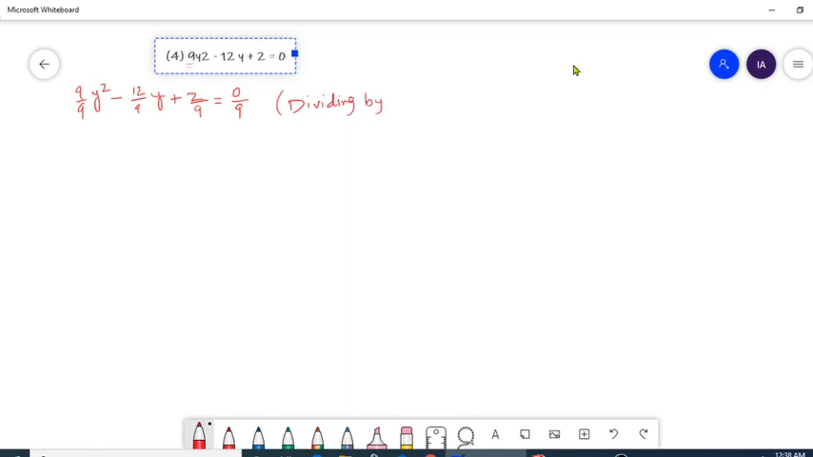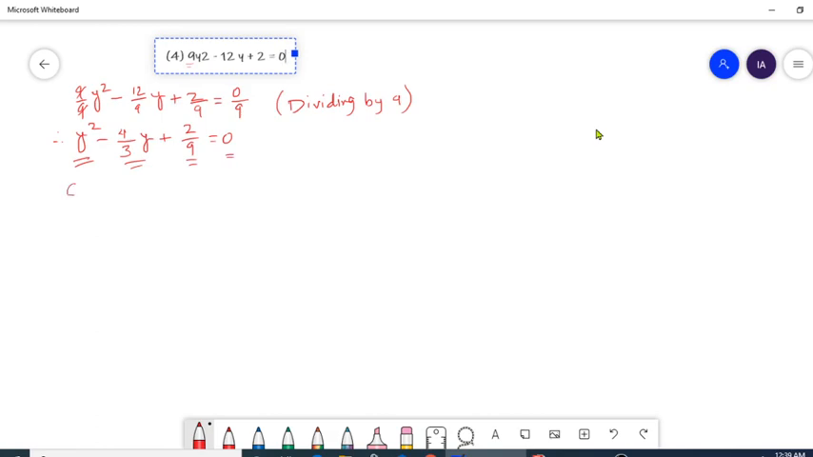Now after dividing by 9, you can just write this equation in proper way. So 9 will cancel. You will have only y square minus 12 upon 9 can be written as 4 by 3 y plus 2 by 9 equals to 0 upon 9, that is 0. Now this is the new equation. So this is your ax square plus bx plus c equals to 0. Now this equation is in proper standard form.